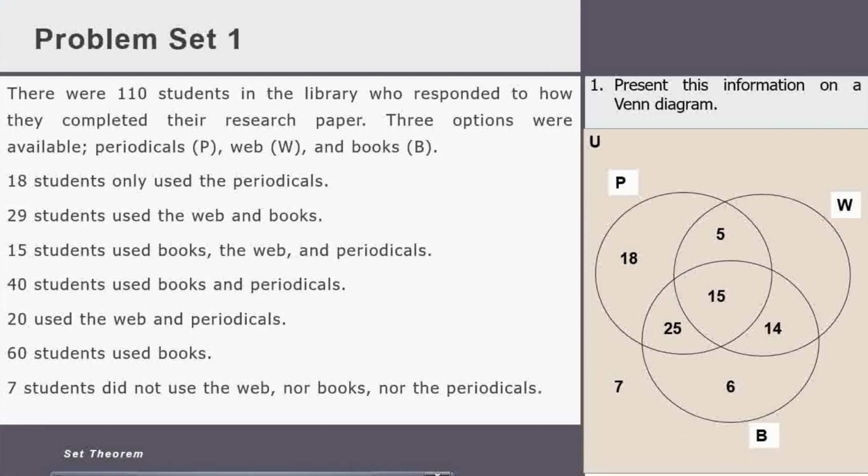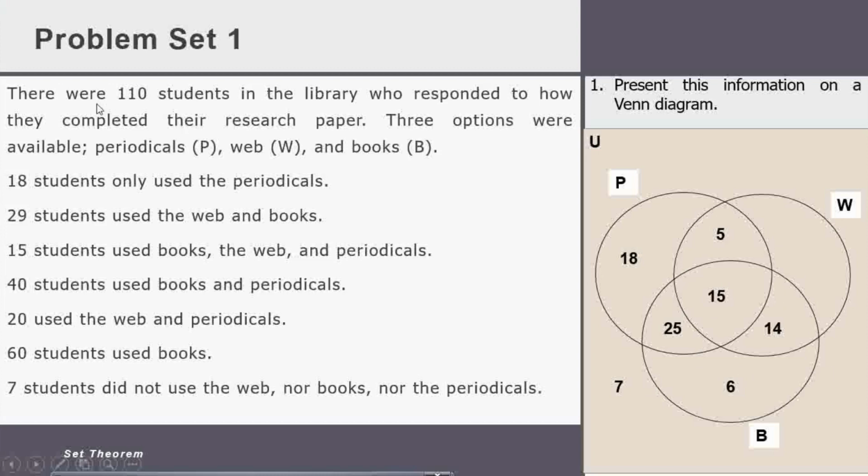Now, if we add the 18 plus the 5 plus the 25 plus the 15 plus the 14 plus the 6 and plus the 7, the answer we are getting will not be 110. However, because we've been told to present this information on the diagram, this information has been presented on the diagram the way it has been communicated. But there will be another question coming, asking us to find the number of students who use the web. Because you have this information and you are able to calculate that value, you may as well find that value. So we can add up all these numbers and subtract the sum from 110.